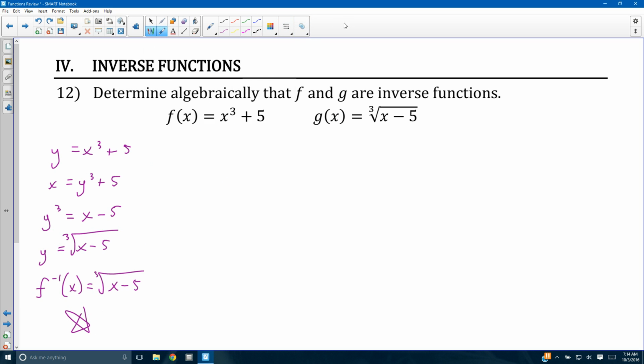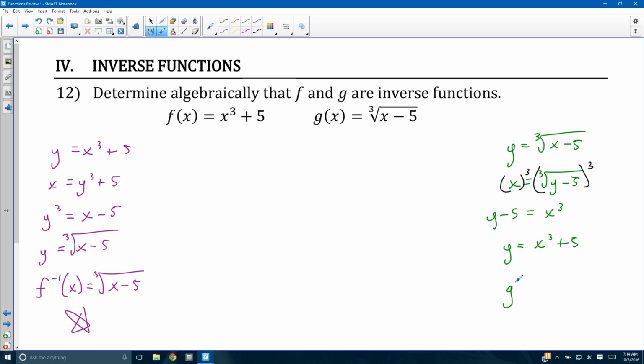There's one way. The second way is with g of x over here. Go ahead and place y in for g of x. Swap x and y. This will be the inverse, and we'll solve for y. Cube both sides, so this will be this cubed and this cubed. We'll get y minus 5 equals x cubed. Add 5, you'll get y equals x cubed plus 5, which matches with f of x. Okay, those are two ways.